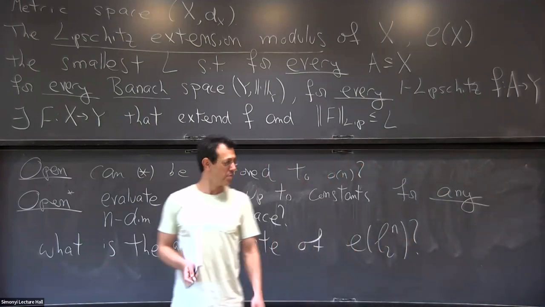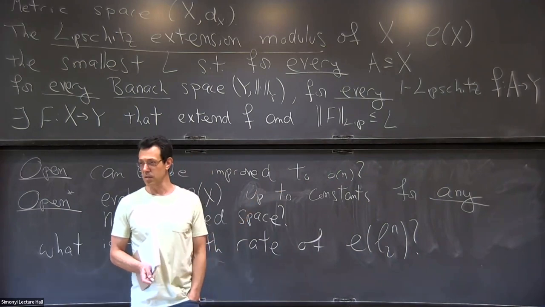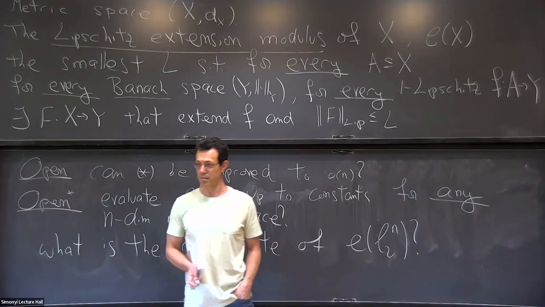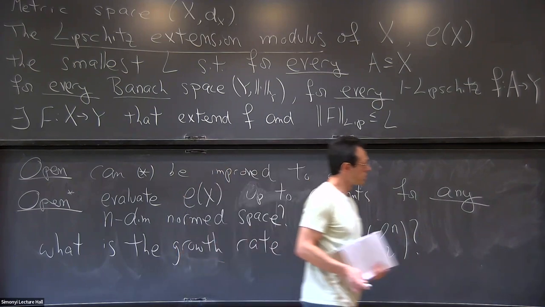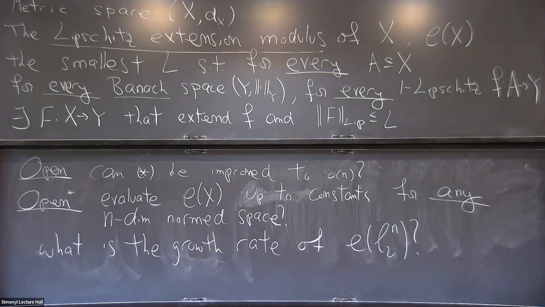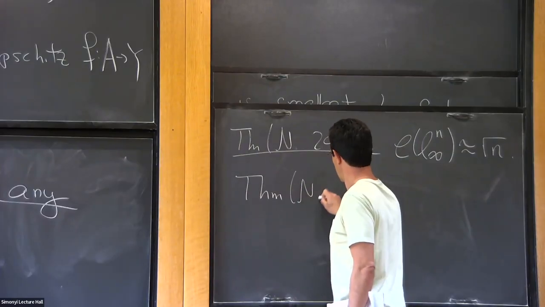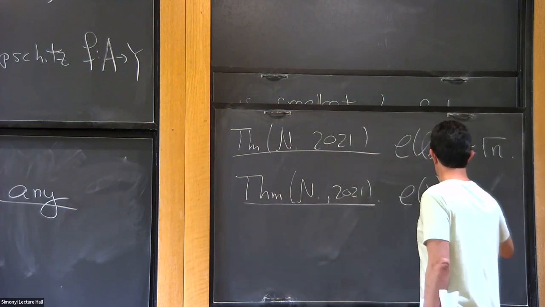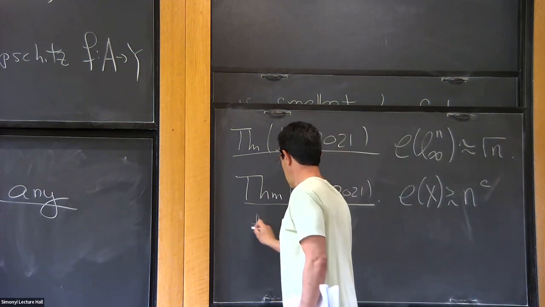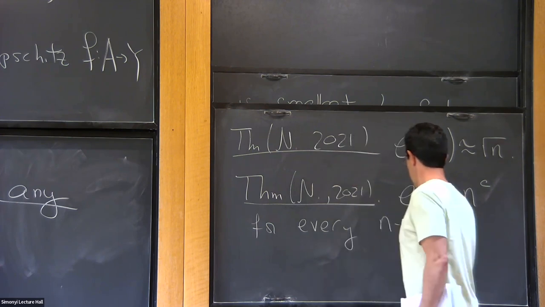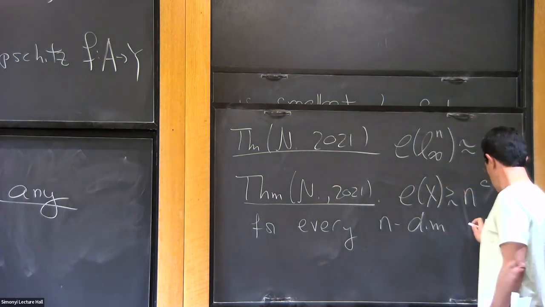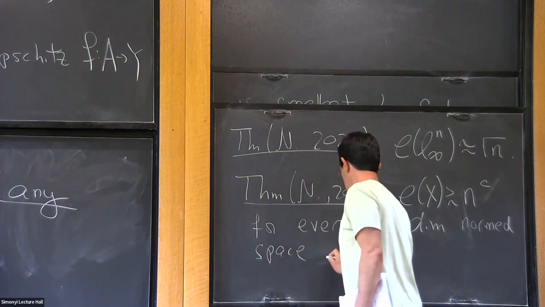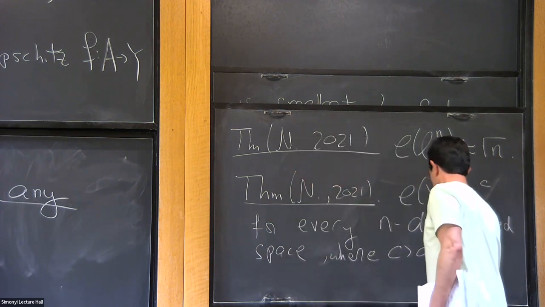Okay, so for L infinity, the answer is root n. And that is the only space for which we know the answer, unless you artificially go into the proof and force other examples. Are there lower bounds here? Yes. In the same paper, and I want to explain this later, E of x is always at least n to some power c, for every n-dimensional normed space. I'll explain why this is so later, where c is a universal constant.